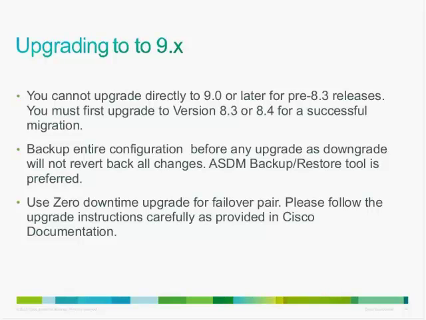Also, another best practice that we always recommend, if you are running a failover pair, is to use a zero downtime upgrade. This way you don't have to have a downtime, and you can at any point of time run with a single ASA and use that ASA to pass traffic while the other one is upgrading. Again, as a recommendation, always follow the procedure given exactly on the Cisco documentation page.